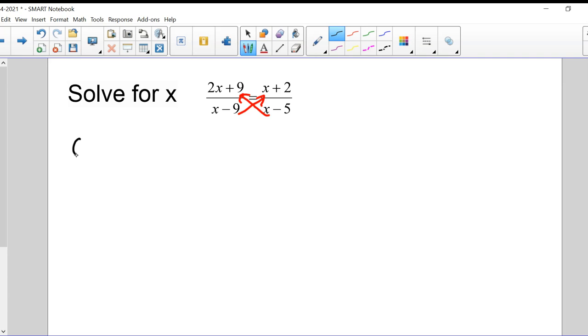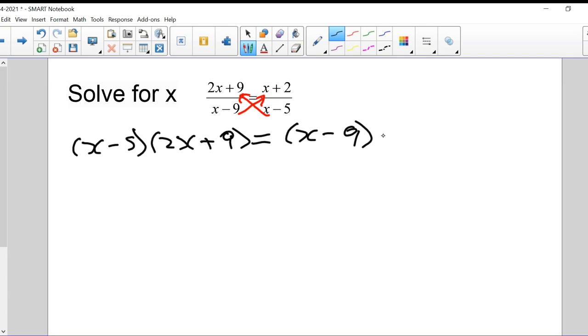So we're going to take the x minus 5 and multiply it by the 2x plus 9 and set that equal to the x minus 9 multiplied by the x plus 2. And by the way, in this case, x cannot be equal to either 9 or 5. Let me state that restriction up front, because if any of those answers come up, we're going to toss them out. Can't use them. All right.